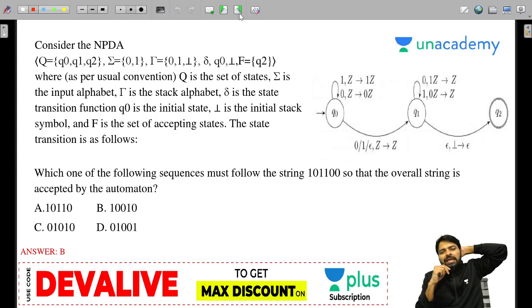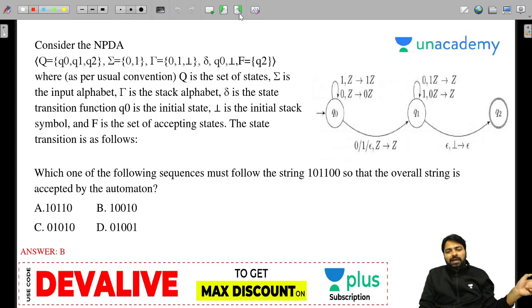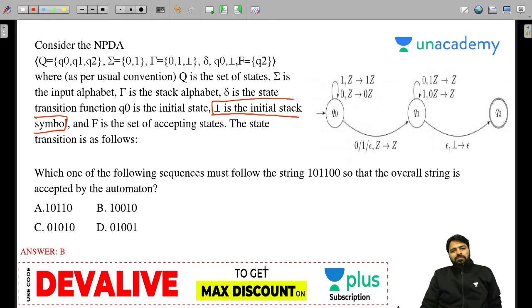Now this time Z is not the initial top of the stack. Look at that. In the previous problem, Z was the initial stack symbol. Now we have a bottom symbol separately, like Z naught. Read the question carefully. Here Z represents any, meaning something on the stack. It could be the whole stack, it could be some part of the stack. We don't care. They didn't mention anything about Z because they don't want to.